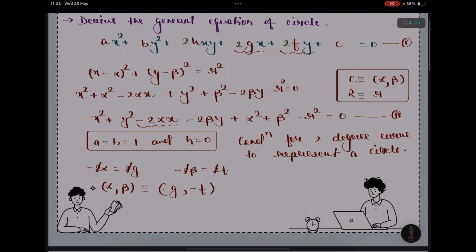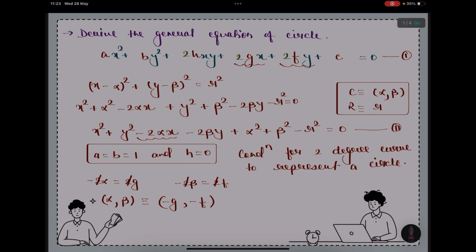Okay, so to find out the center of a circle, what you have to do, you have to focus on coefficient of x and coefficient of y. Just divide coefficient of x by 2 and multiply with minus sign. Just divide coefficient of y by 2 and multiply with negative sign. You will get your center. Is that clear?